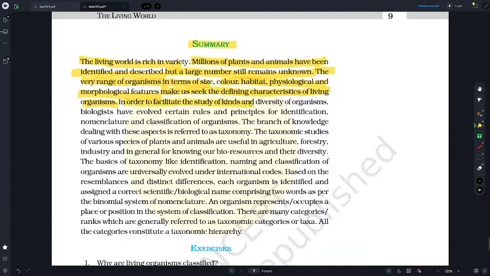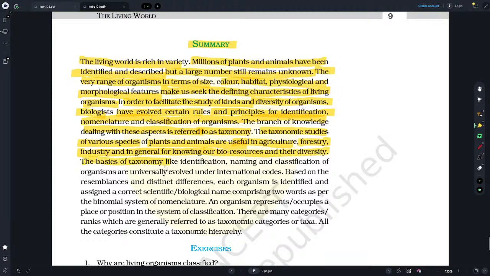In order to facilitate the study of kinds and diversity of organisms, biologists have evolved certain rules and principles for identification, nomenclature, and classification of organisms. The branch of knowledge dealing with these aspects is referred to as taxonomy. The taxonomic studies of various species of plants and animals are useful in agriculture, forestry, industry, and in general for knowing our bioresources and their diversity.